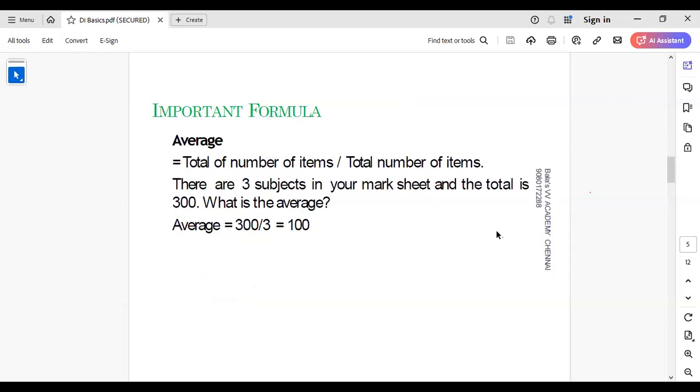Average equal to total divided by number of items. Write it down. Average equal to total divided by number of items. You can write A equal to T by N. N means number of items. T means total. Clear?